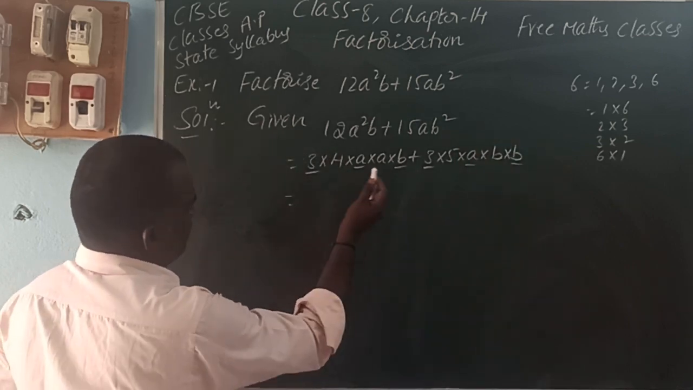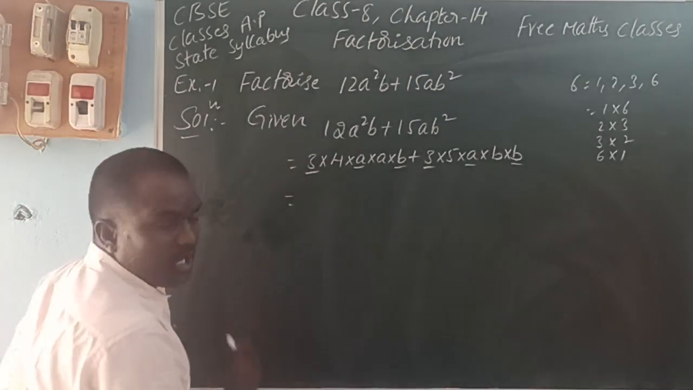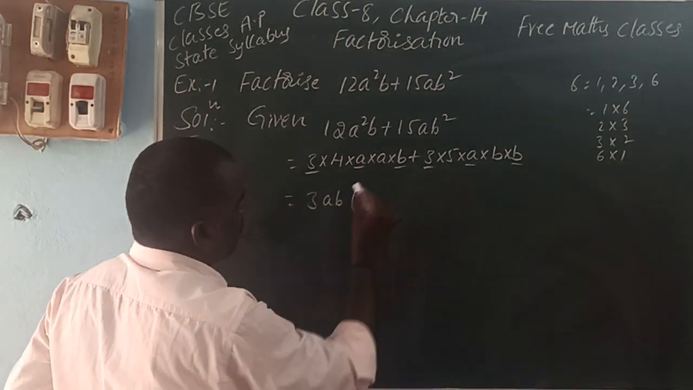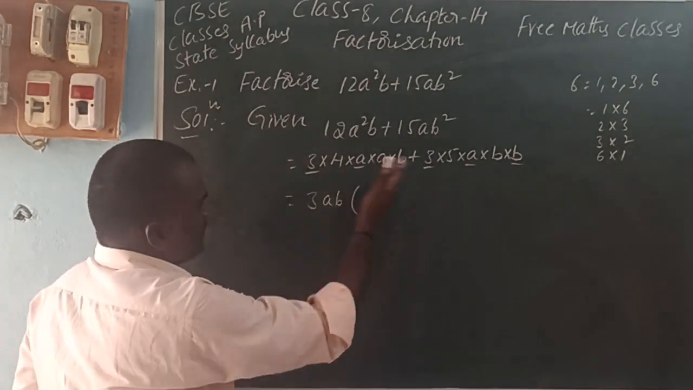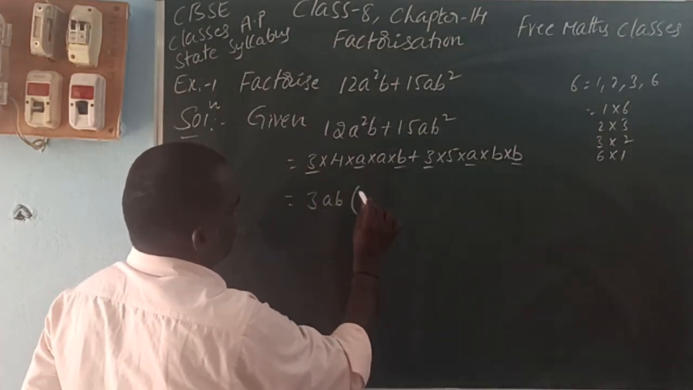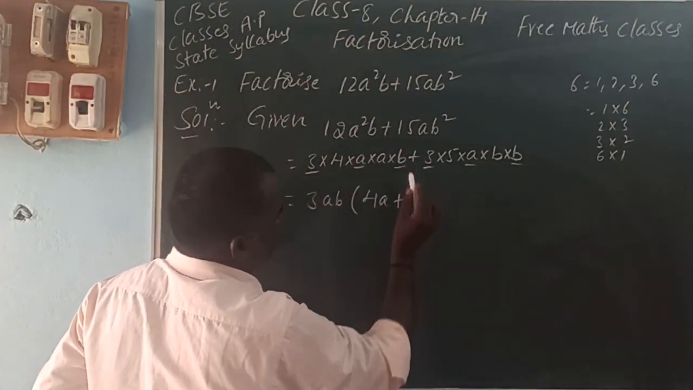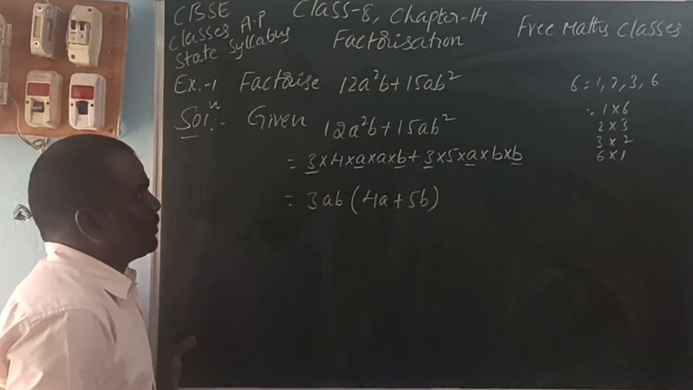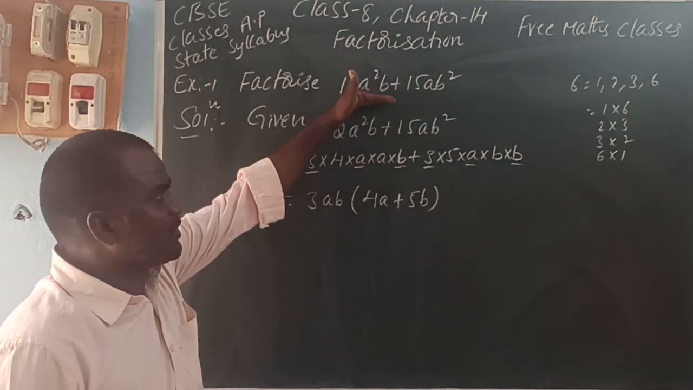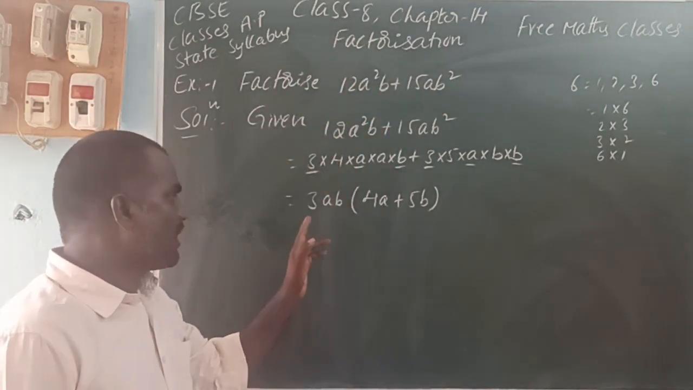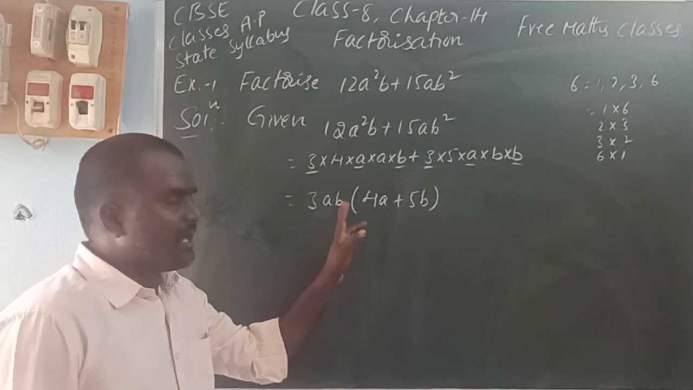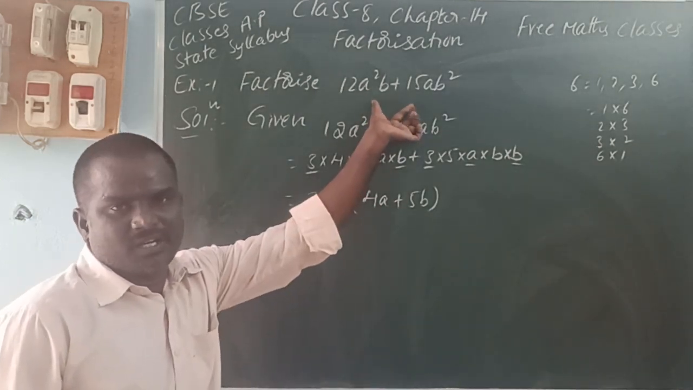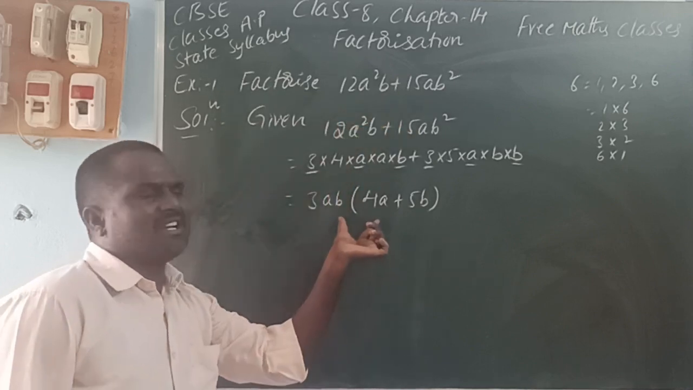Here, you can take the common factors outside. So that is 3ab. In these two terms, what is common? 3ab. When you take 3ab outside, what remains? 4a plus 5b. So the factorization of 12a square b plus 15ab square is 3ab and 4a plus 5b. These two are factors of this one. So for this polynomial, these two are multiples.